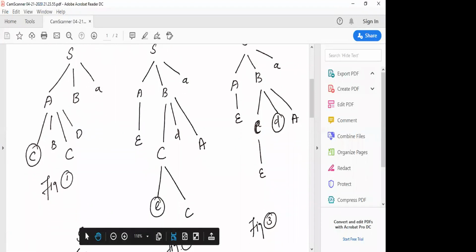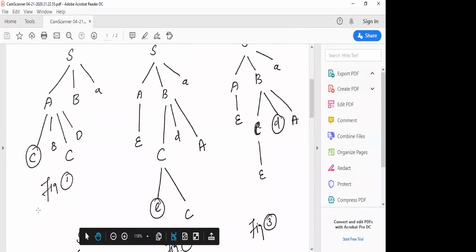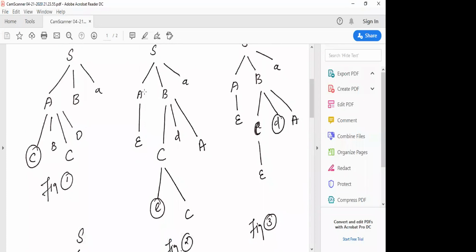Now, come to figure 2. This parse tree is figure 2. Right? Again, derivation starts from S. S is replaced by A, B, A. Now we are exploring the other alternative of A. What is the other alternative of A? It is epsilon. If A is replaced by epsilon, what is first of S? First of S must be derived from first of B. So B has two alternatives again, I think. One is C, D, A, right? Again, since C is a variable, from C you should continue to derive, isn't it?